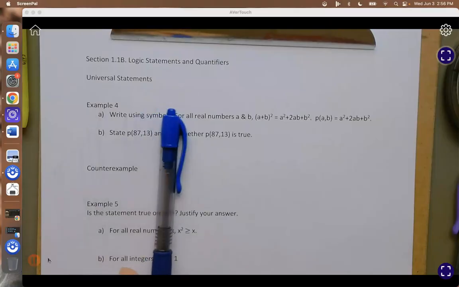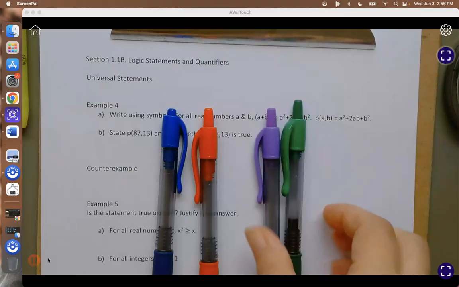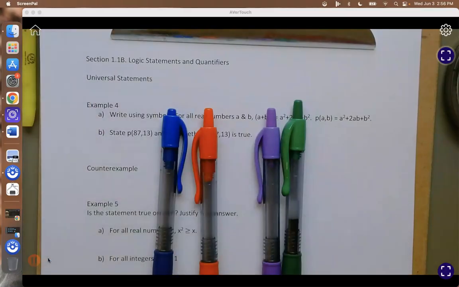Today we're going to be using the red, the blue, the purple, the green, and I think that's it today.